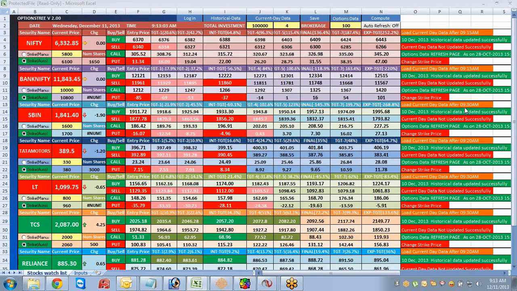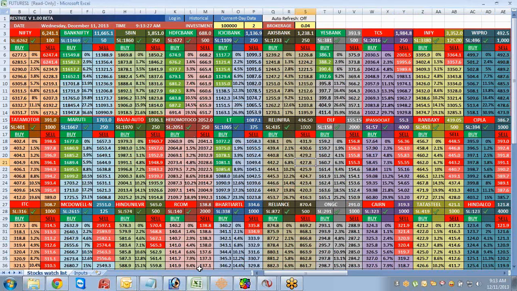And for the rest of the scripts, it's already indicated here, 9:30 for SBI, 9:20 for Tata Motors, 9:30 again for L&T, TCS 9:30, and Reliance it's 9:20. So at 9:20 and 9:30, we will click the current data once, then the option data, then compute, then we just put it on auto refresh mode, and then we take the trades as and when we get the entries.